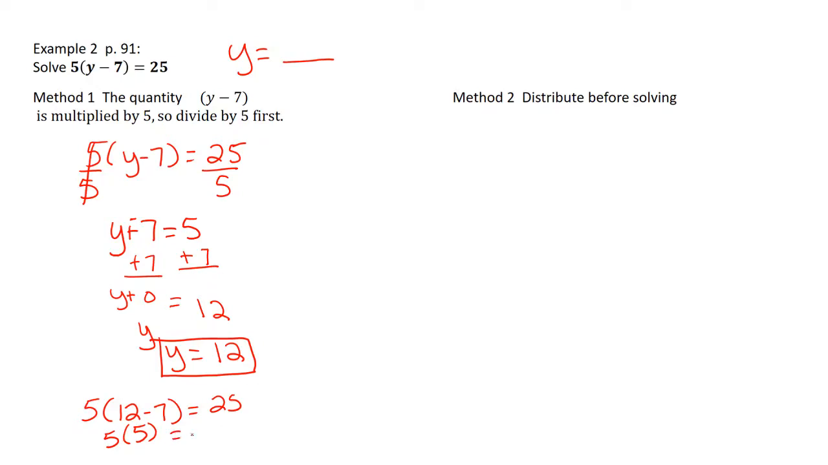Times 5 equals 25, and that is true. So we know we got the problem correct. A different way that you could solve that exact same problem is by using the distribution property first.